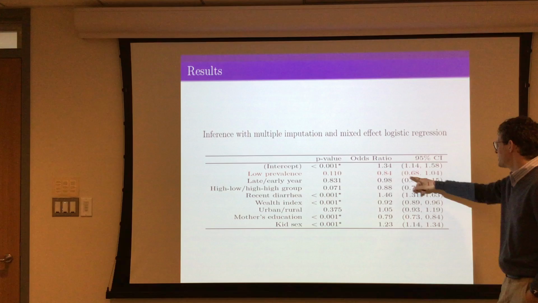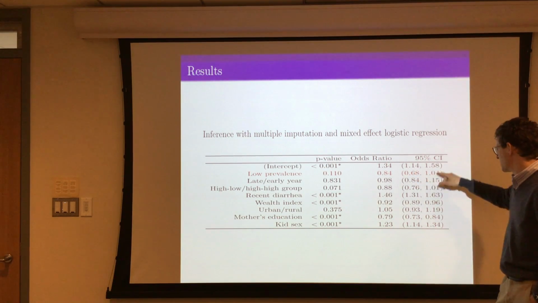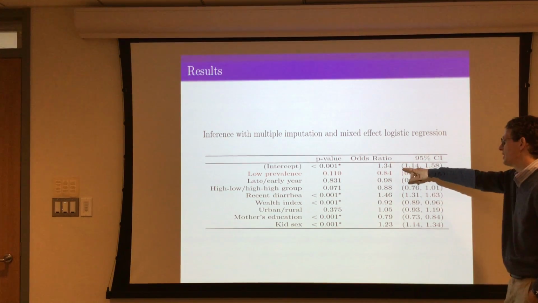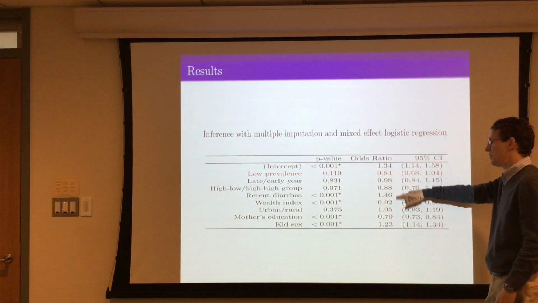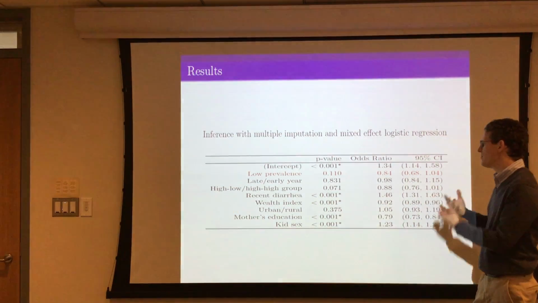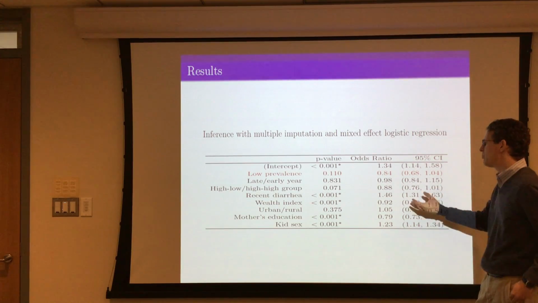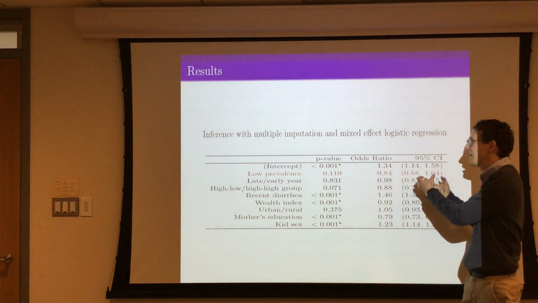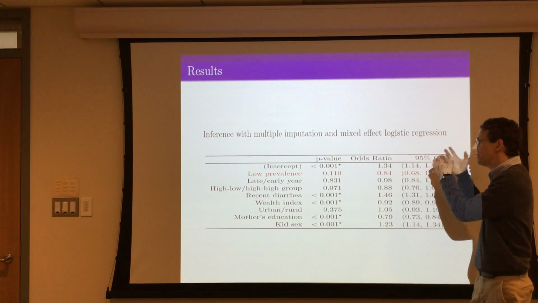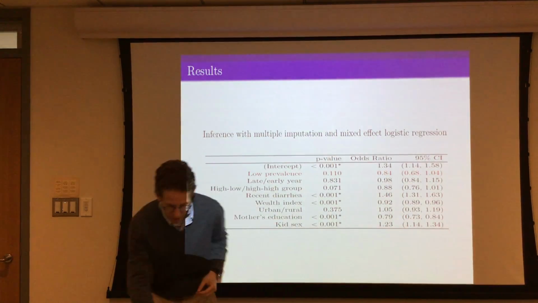Although it's not quite significant, the confidence interval does contain no effect, but it's almost significant, and the magnitude of the effect is larger than, for example, the wealth index going up by 1 point. So increasing wealth by 1 point on a 5-point index is estimated to have less of an effect than reducing malaria from high to low. So this shows the potential value of malaria control on reducing anemia.